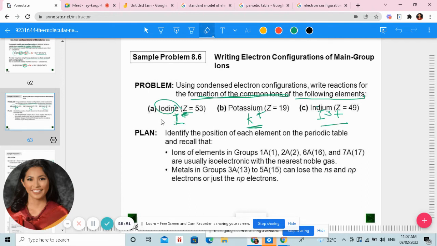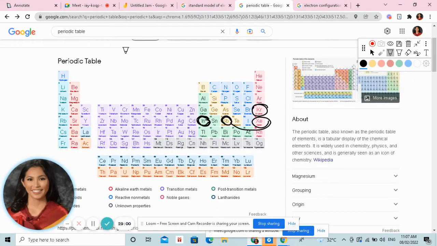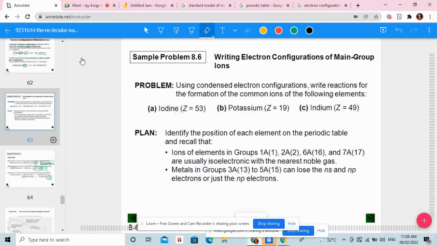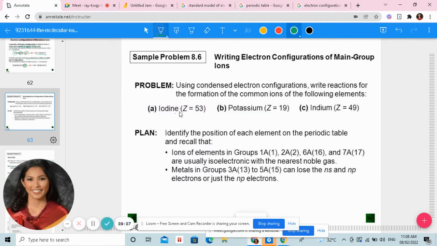This time, do the same thing, just that the elements will be Pb, Tl, Sr, and polonium. Okay, Tl, Sr, and polonium. Okay, take a screenshot.